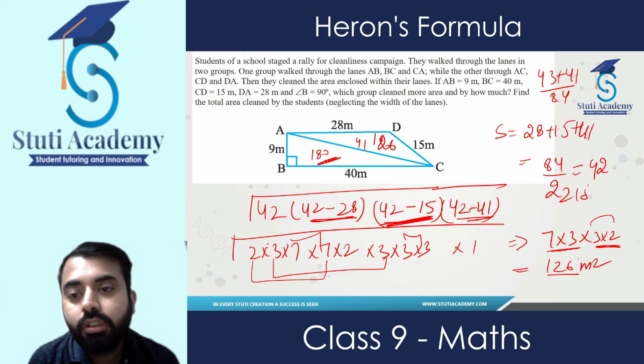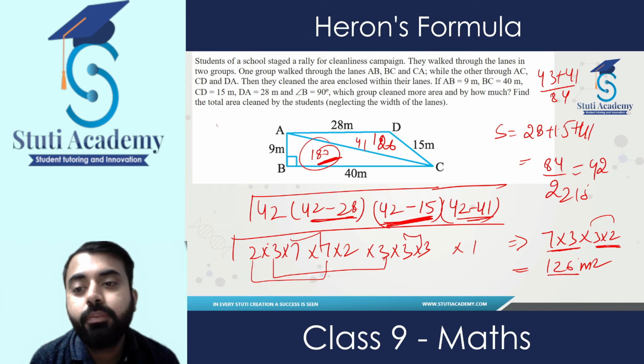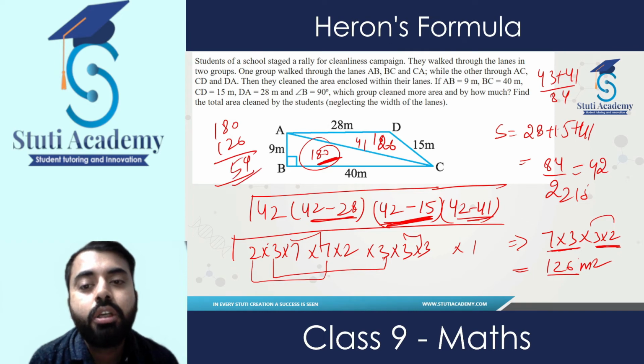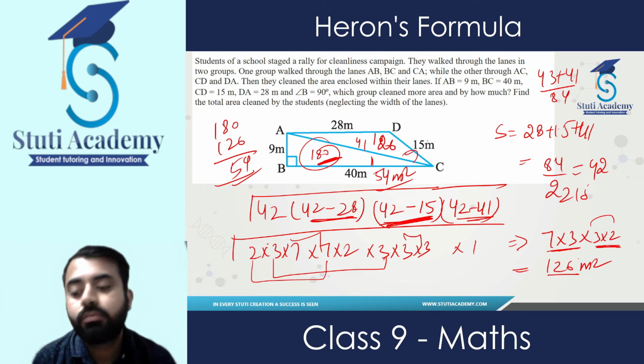Now you guys know the first group covered the more distance, and how much? Let's see. 180 minus 126, you got a 4 and you got a 5. So it covered 54 meter square more than that one. Easy, right?